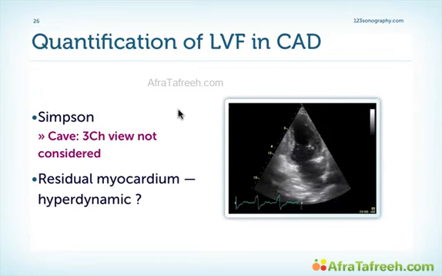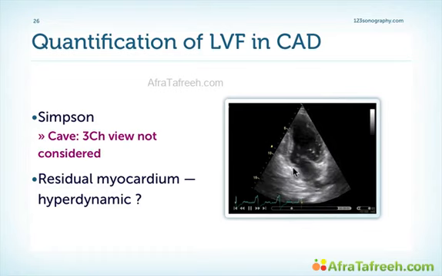Just to summarize, 2 key points when you quantify left ventricular function in the setting of coronary artery disease. When you perform the Simpson method, remember the 3-chamber view is not considered, so wall motion abnormalities in the posterolateral and in the anterior septum are not in the calculation.